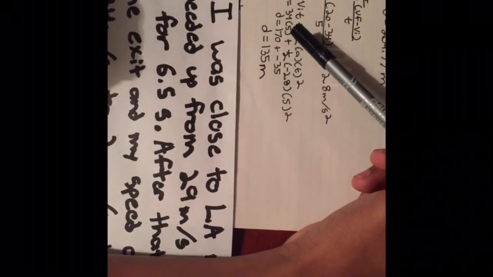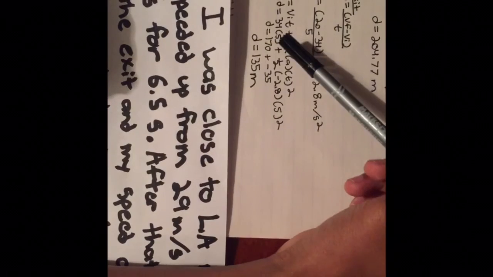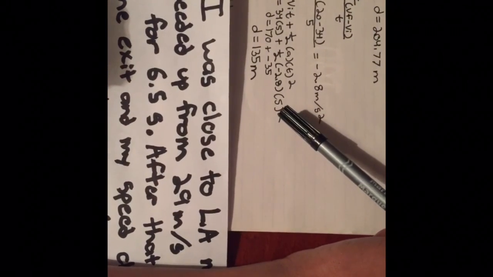To solve again for distance, you get initial velocity times time, which is 5, plus 1/2 times -2.8 acceleration times 5 to the power of 2. And then 34 times 5 turns out to be 170, and 1/2 times -2.8 times 5 to the power of 2 equals -35, and 170 plus -35 equals 135 meters.